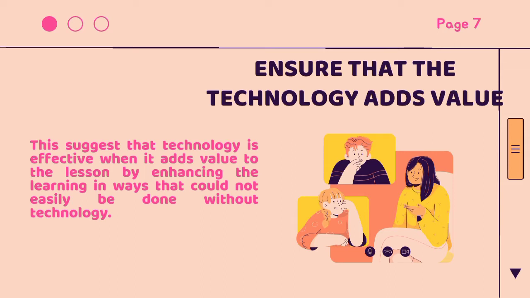So next is to ensure that the technology adds value. What do we mean by this? This suggests that technology is effective when it adds value to the lesson by enhancing the learning in a way that could not easily be done without technology. By this, students can appreciate the power of technology. Although we are online, we should make a realization towards our students that there are some things that work fascinatingly with the help of technology. So basically, this helps the students to acknowledge and appreciate technology more.